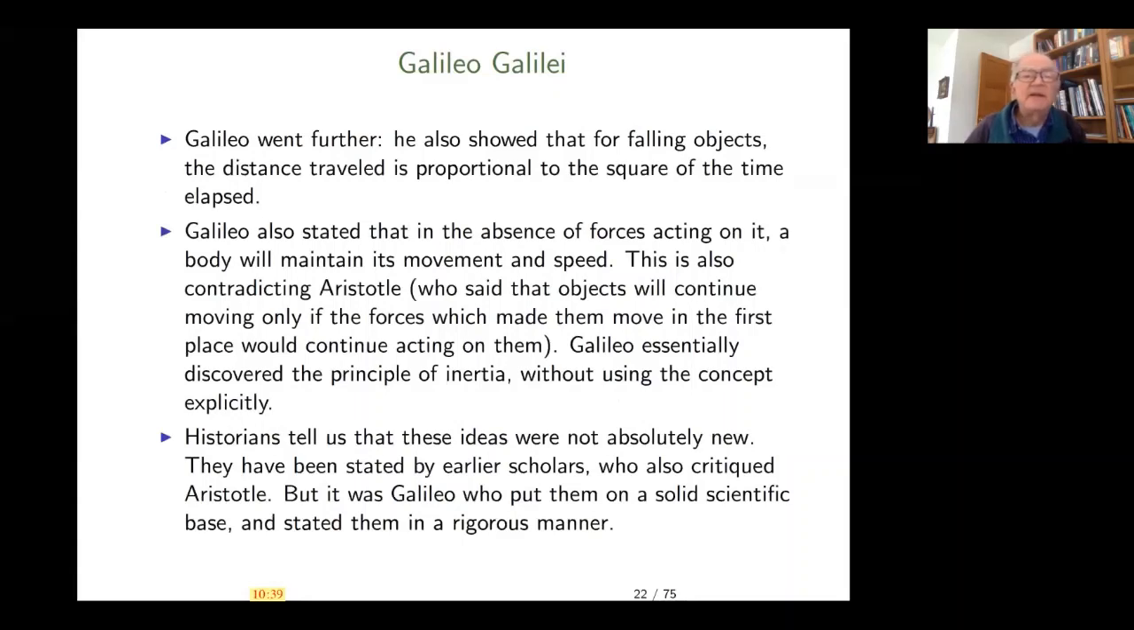So he went even further. He showed that for falling objects, the distance traveled is proportional to the square of the time elapsed. And this is crucial. In some sense it's part of one of Newton's laws. Now, with every big statement, we hear historians telling us that these were not the first time that these ideas were formulated, that earlier scholars already before Galileo critiqued Aristotle and tried to put his observations on a solid scientific basis. Still, we give credit to Galileo as being the first to put things on such a solid ground.